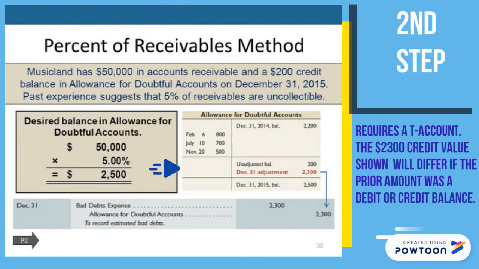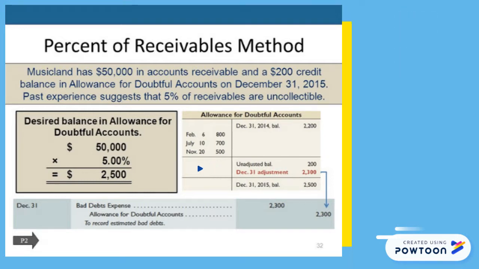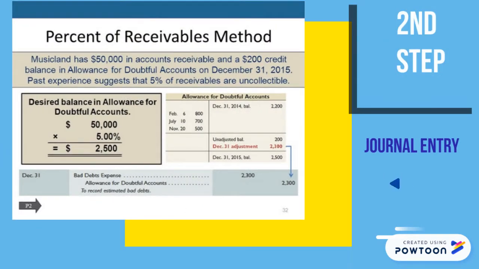The second step, on the right, requires a T account, where the bad debt expense can be calculated in the picture shown. The value will differ if the prior amount was a debit or credit balance. Like the percentage of sales approach, the amount is recorded in a journal entry with bad debt expense debited and the allowance for doubtful debts credited.